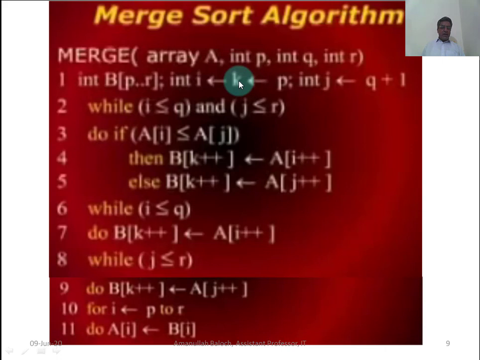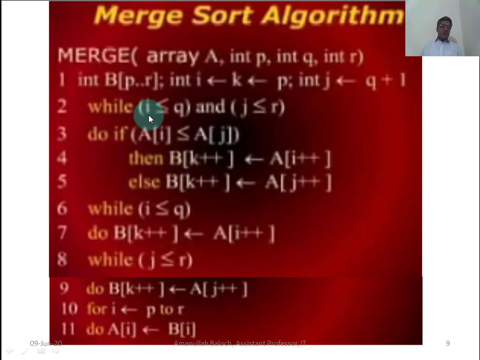Here at line number 2, you may see the while loop. The while loop checks 2 conditions: I less than or equal to Q, which is the limit of the first half of the array, and also J less than or equal to R. J will start from 5 because we are initializing J at 5. From 5 to 8 is the second subarray. The first subarray is from 1 to Q, Q is 4, so 1 to 4 is the first subarray, and 5 to 8 is the second subarray.